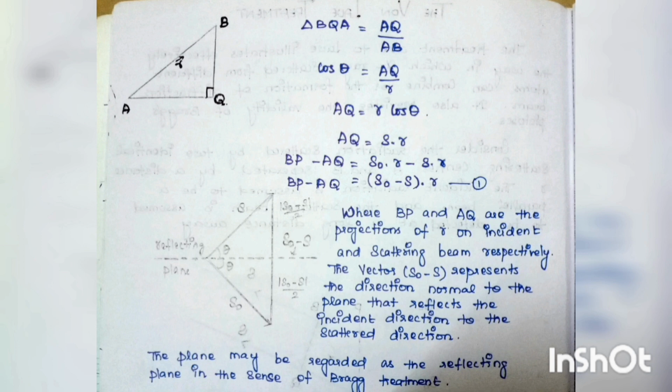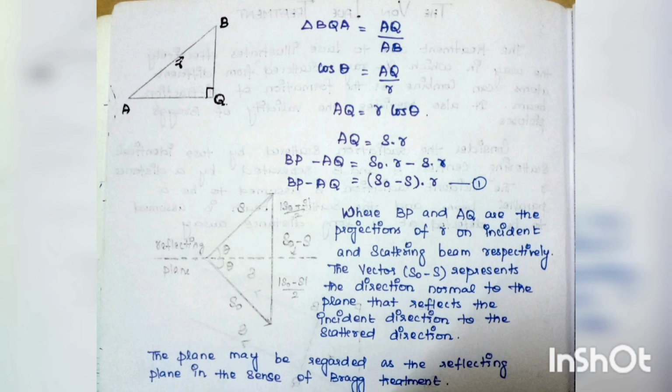Therefore, the path difference BP minus AQ will be equal to S naught into R minus S into R. We can take R as a common term, and therefore it is S naught minus S into R. AQ and BP are the projections of R, and the vector S naught minus S is the direction normal to the two parallel planes. In this screen, the second diagram shows the combination of the two triangles, consisting of both the incident and scattered beam, making an angle of 2 theta, and the distance will be modulus of S naught minus S.